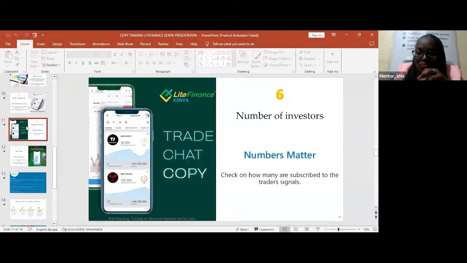Numbers matter. In terms of, let's say trader A, you check on how many people have subscribed to the trader signal. Numbers matter in a manner that, let's say trader A has 50 people copying him, and trader B has 1,000 people copying him.